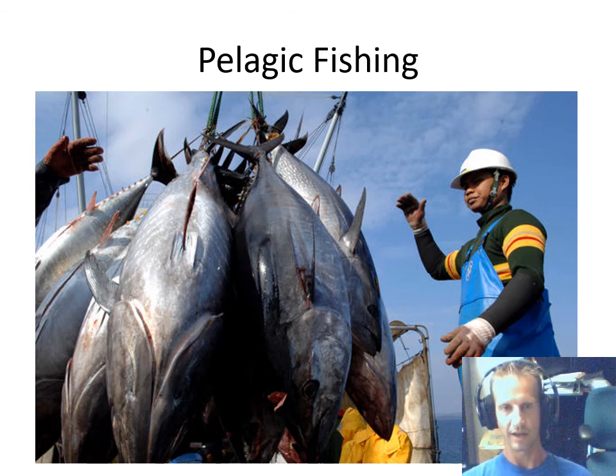These are tuna, pelagic species of fish. Well, there are many species of tuna, but they're one of the common pelagic fishes that's overfished throughout the world.